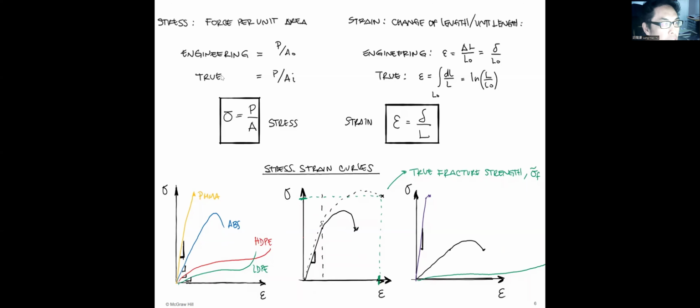And the true stress equals the force or load divided by A_i, the instantaneous cross-section area. For the engineering strain, it equals the change of length, delta L, divided by L naught, the original length. And the true strain equals the integration of the elongation divided by L.